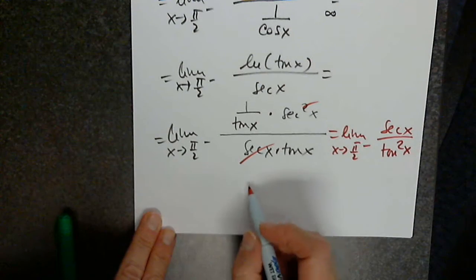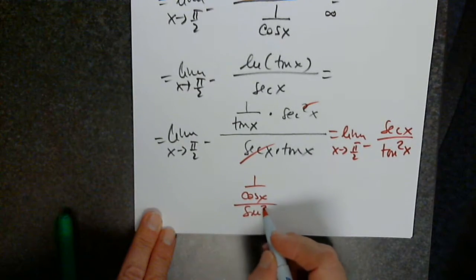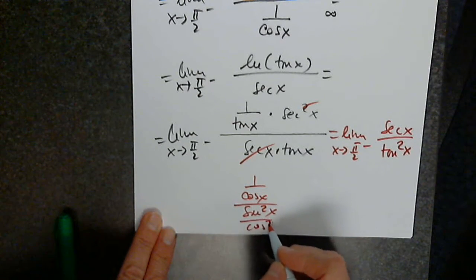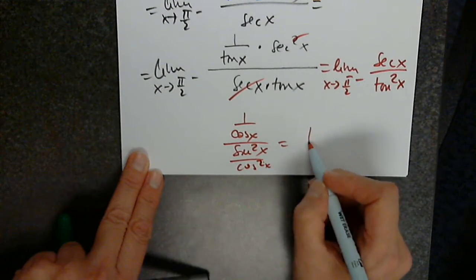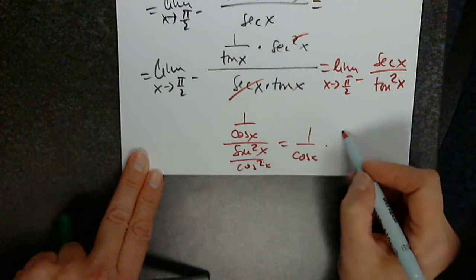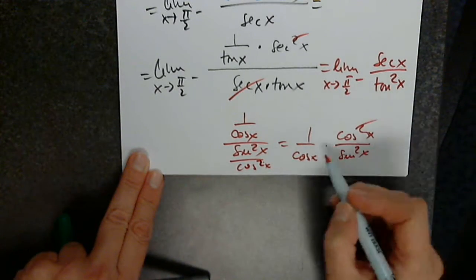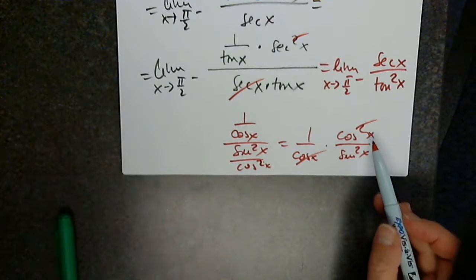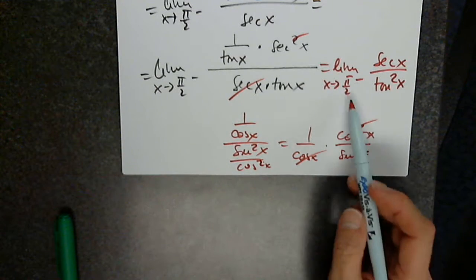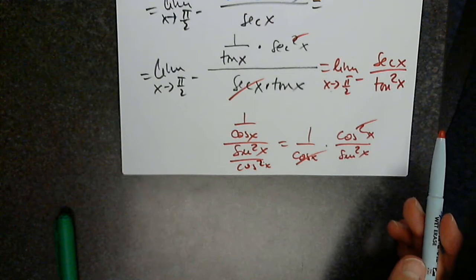Secant is 1 over cosine x. Tangent squared is sine squared over cosine squared. So that'll be cosine x over sine squared. So these two go away, and I'm left with cosine over sine squared. But sine at pi over 2 is 1, and cosine at pi over 2 is 0.